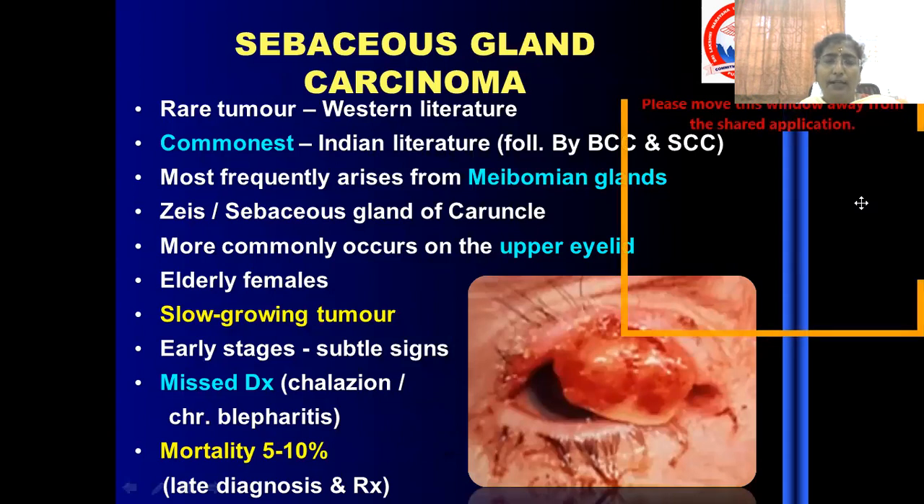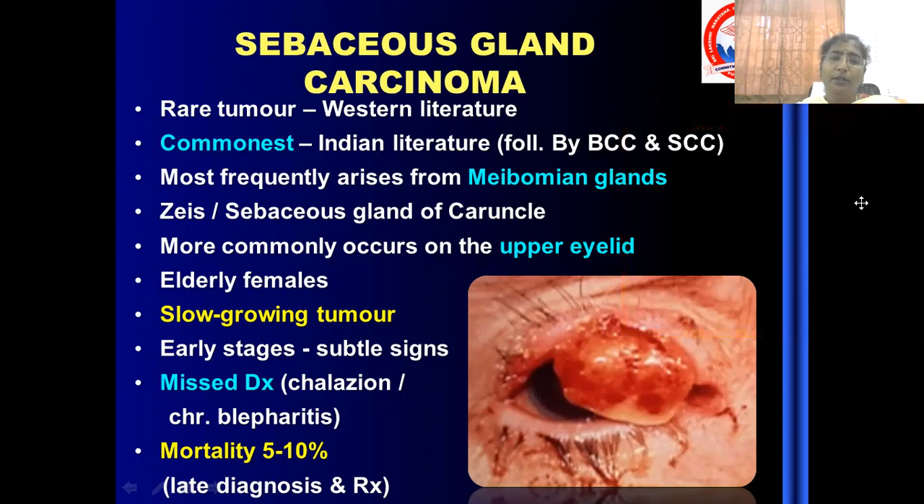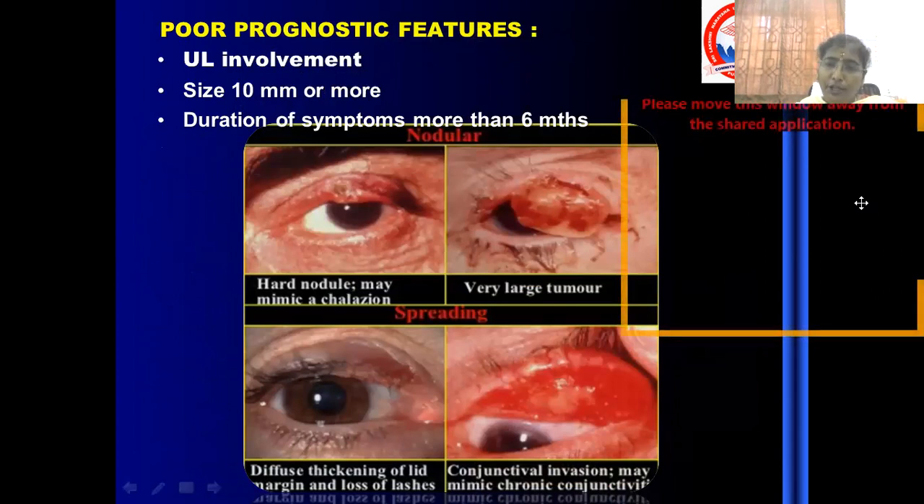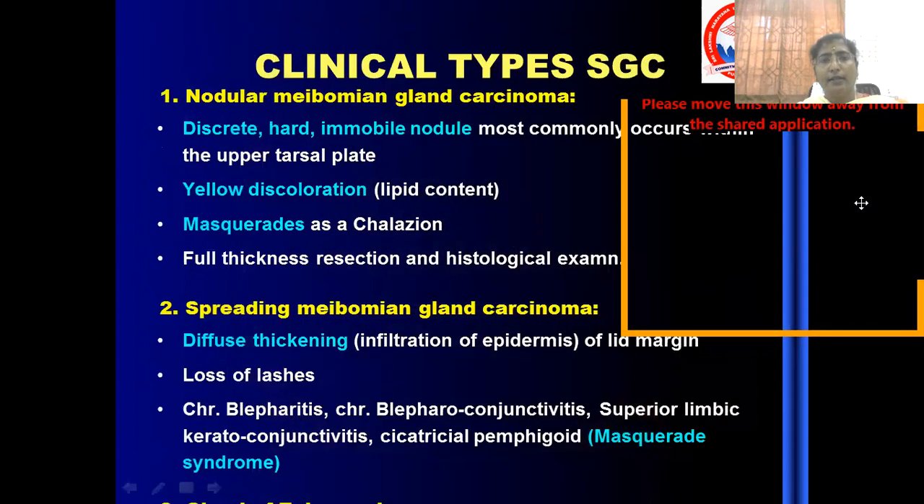Next is sebaceous gland carcinoma. It is a rare tumor, whereas it is common in India. Most frequently it arises from meibomian glands, or glands of Zeis, or sebaceous glands of the caruncle. It more commonly occurs on the upper lid, in elderly females, and it is a very slow growing tumor. In early stages, subtle signs are present and can be missed as chalazion. Mortality is 5 to 10%. Poor prognostic factors include unilateral involvement, size 10 millimeters or more, and duration of symptoms more than 6 months.